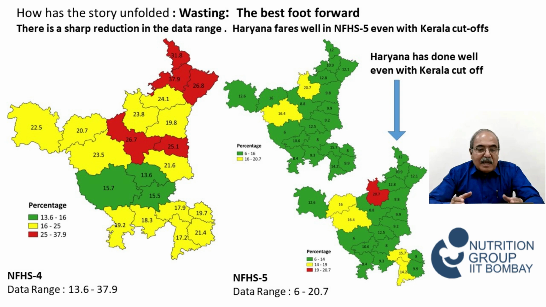This slide is slightly unusual in the sense that we have compared Haryana NFHS 5 with NFHS 4 cutoffs, and even then you see considerable gains. We went a step further and used the cutoffs that were used for Kerala, NFHS 5. And even then, Haryana fares well with the Kerala cutoff. Now that is significant.